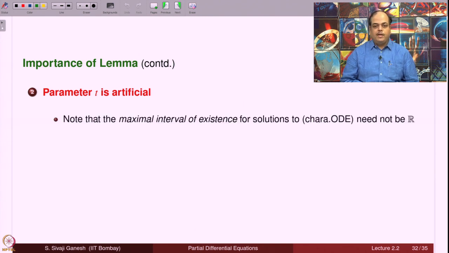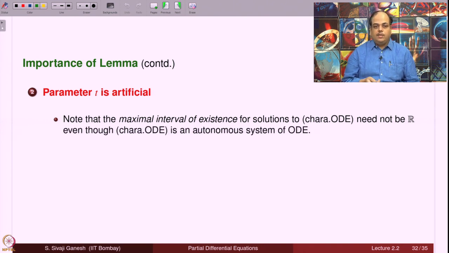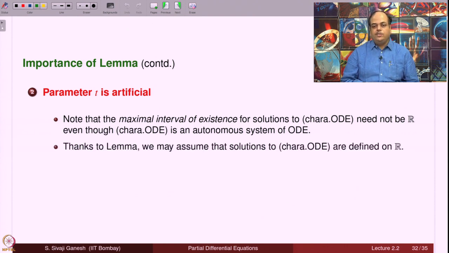So, the maximal interval of existence for solutions need not be R, even for autonomous systems. For example, look at dy by dt equals y square and y of 0 equals any number y 0. The solution will not be defined on R, even though the ODE makes sense for all t in R. Therefore, there is a concept of maximal interval of existence, and it would not be R, even if it is an autonomous system, as we just saw in this example. But thanks to this lemma, we may assume that solutions are defined on the whole of R.